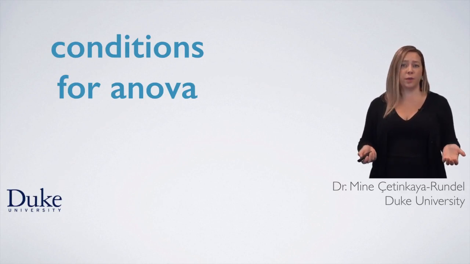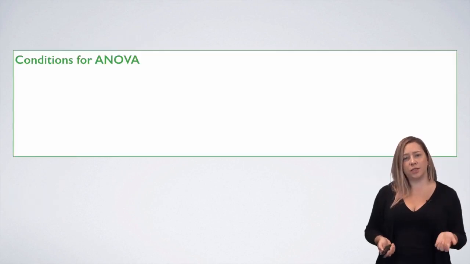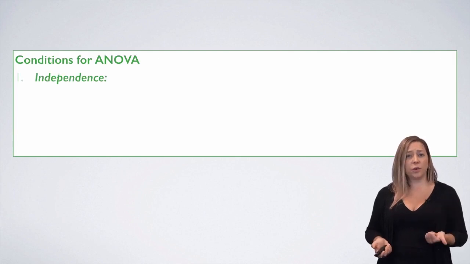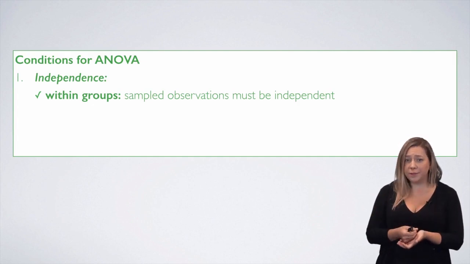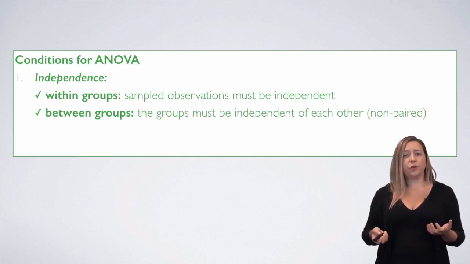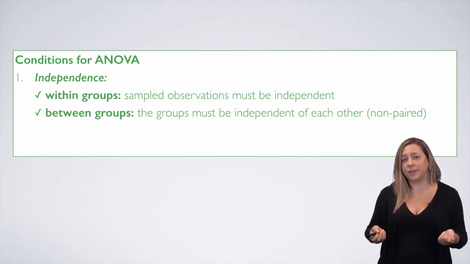Just like any other statistical inference method we've encountered so far, there are conditions that need to be met for ANOVA as well. There are three main conditions for ANOVA. The first one is independence. Within groups, the sampled observations must be independent of each other, and between groups, we need the groups to be independent of each other, so non-paired.